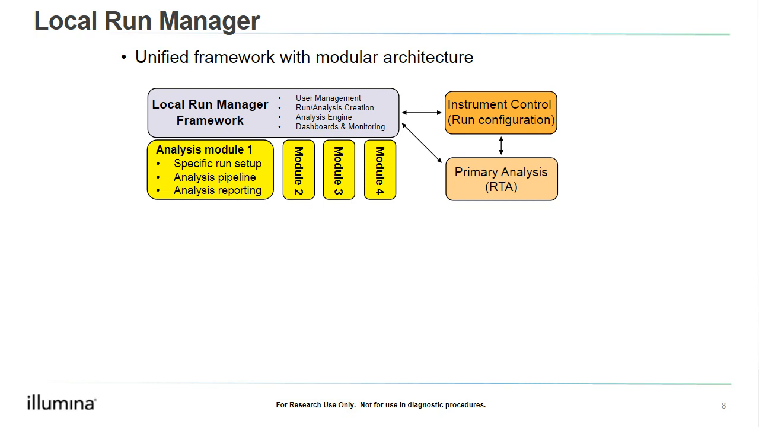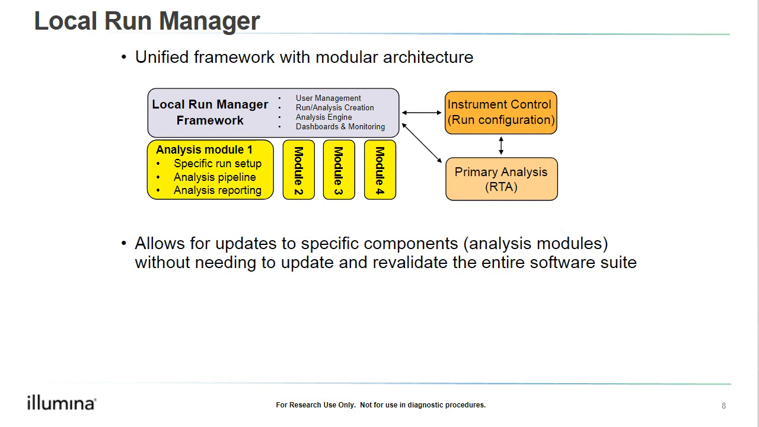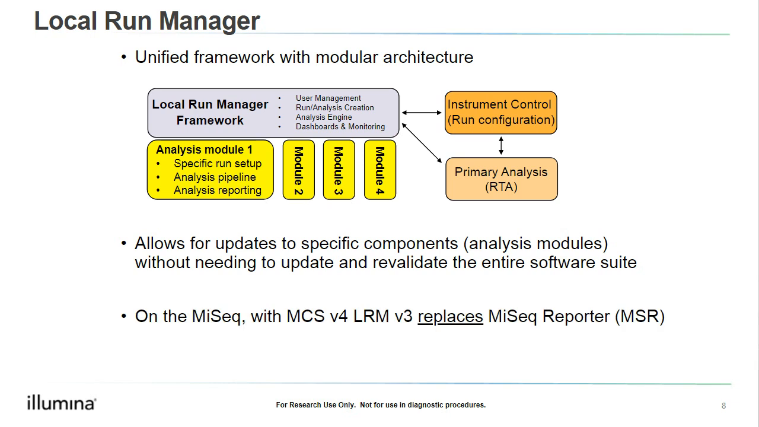Now, as mentioned, this is a modular architecture, so this has the benefit of allowing us to update specific components, usually specific analysis modules, with updates or bug fixes without needing to update or revalidate the entire software suite. And important to note that on the MiSeqs with the new control software, Local Run Manager version 3 replaces MiSeq Reporter. So MiSeq Reporter is not installed with the MCS 4 update and cannot be co-installed with Local Run Manager 3. This is a replacement of the older MiSeq Reporter software.